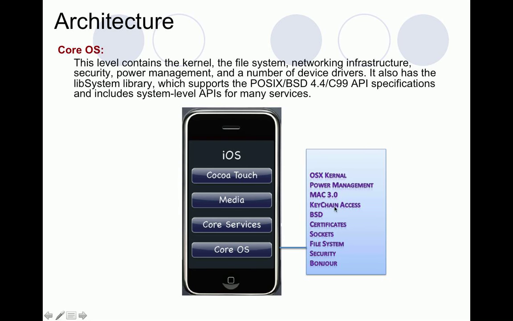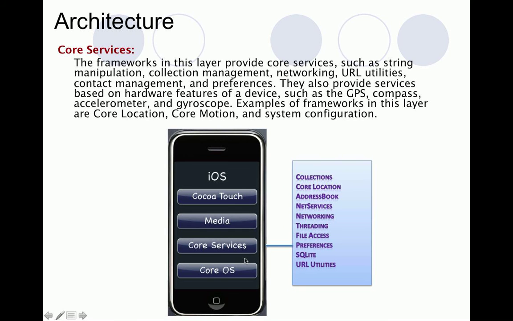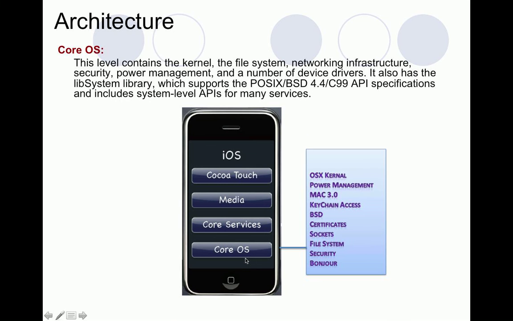Say Core OS. In Core OS, there is the OS X kernel, memory management, power management, and keychain access. Keychain access is something like saving your user ID and passwords, or something related to your Mac.